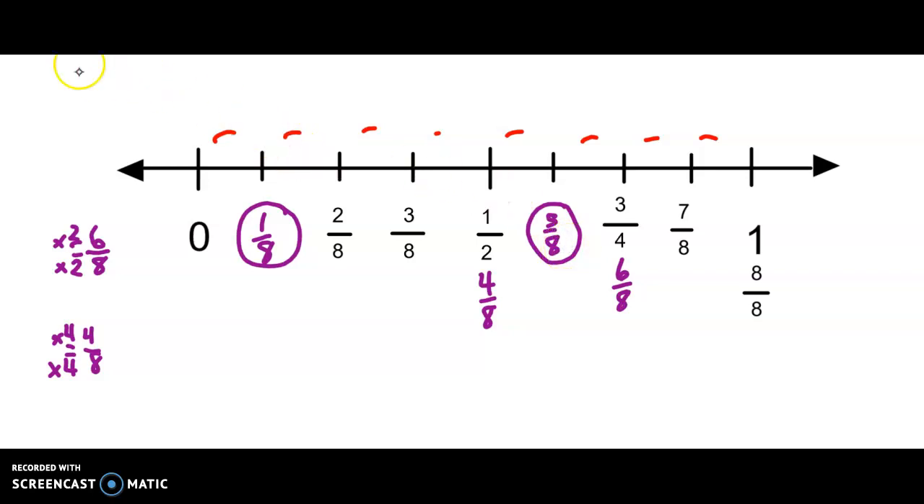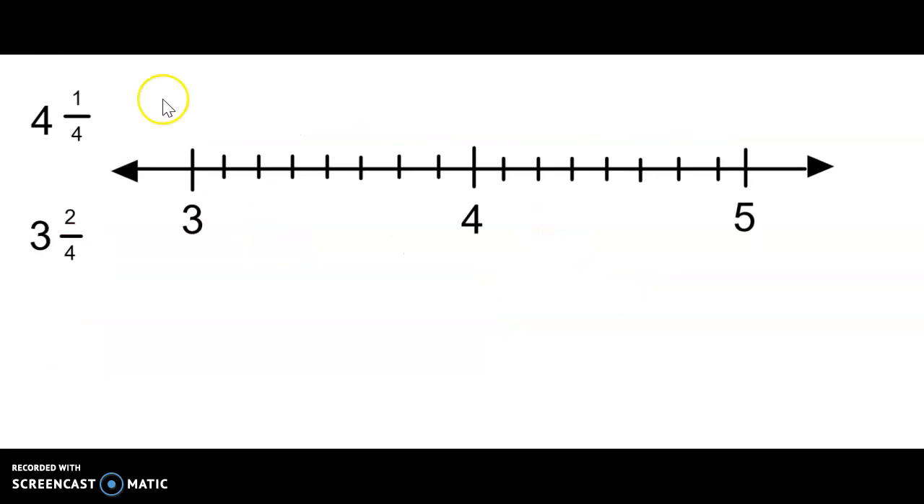Okay, so we're going to do another example. This one's a little different because here I'm not putting my fractions between 0 and 1. I'm now going into that whole mixed number world, or the whole numbers that we have to figure out in between. So this time I just have two numbers that I want to place. I want to place 4 and 1/4, and I want to place 3 and 2/4.